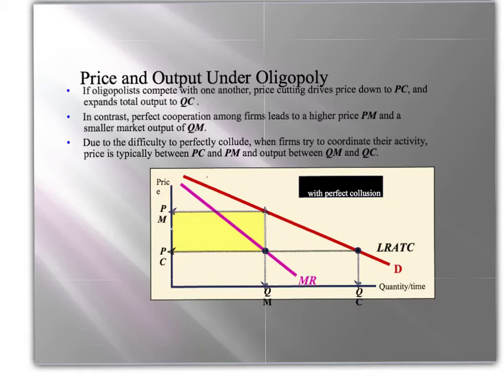The better they can collude, the closer they will get to the monopoly quantity and the closer they will get to the monopoly price. Then the firms have a bigger area to split in terms of producer surplus. So this model, if we have perfect collusion, shows that these firms all get this area of producer surplus and then split it.